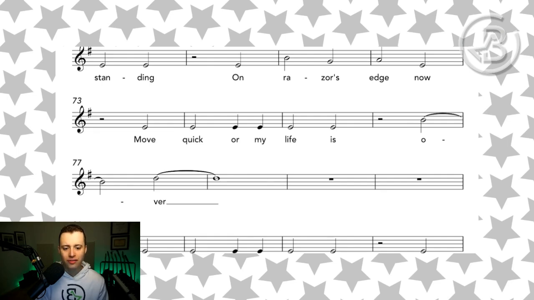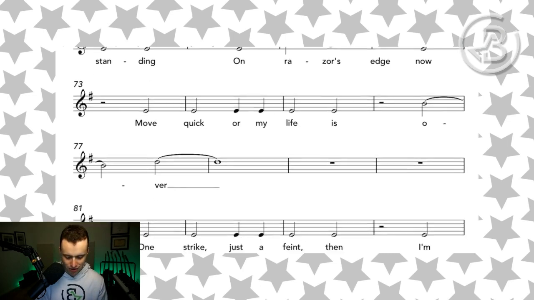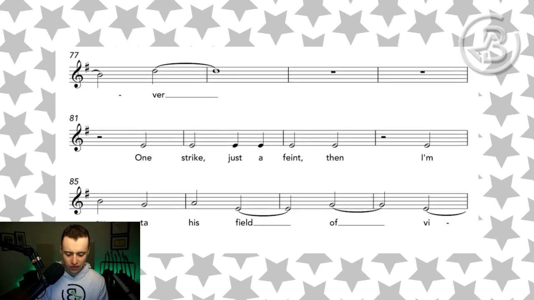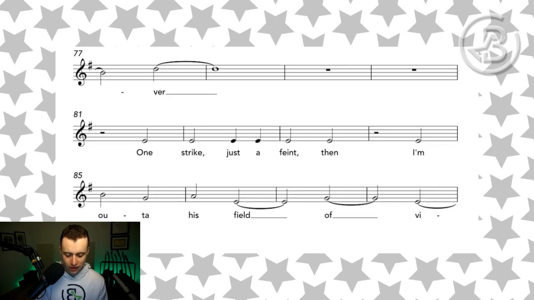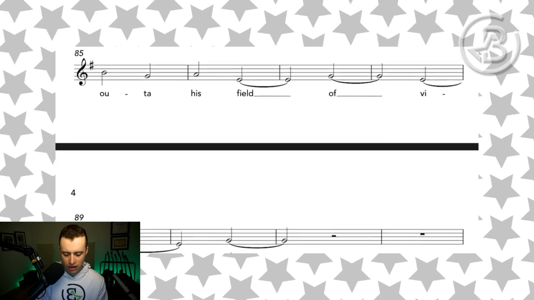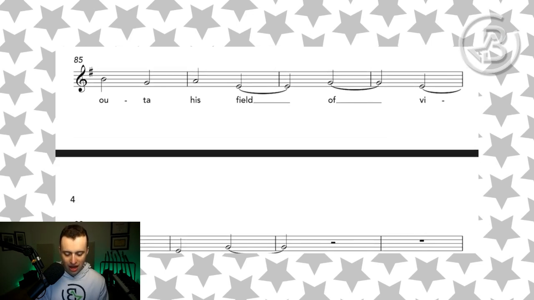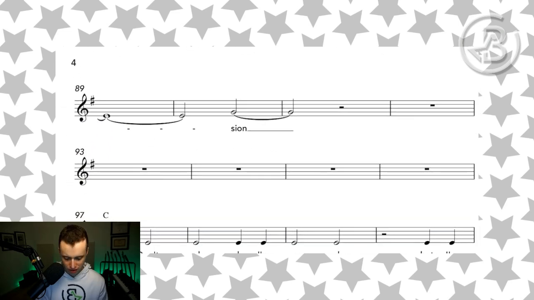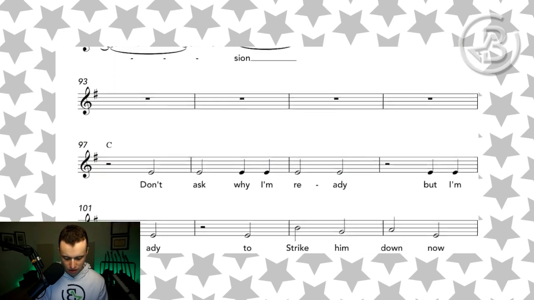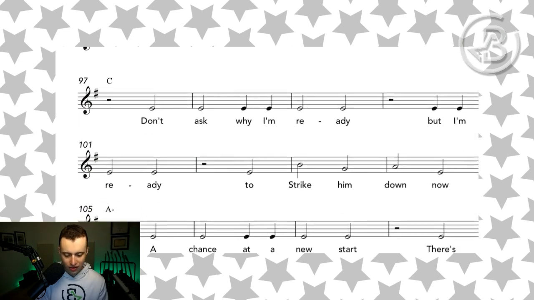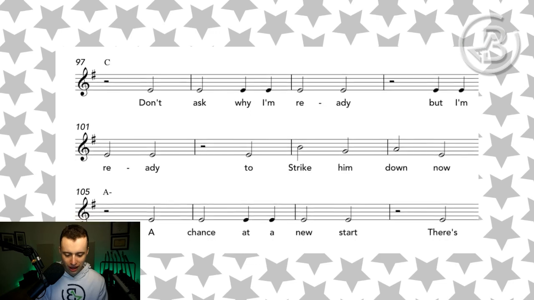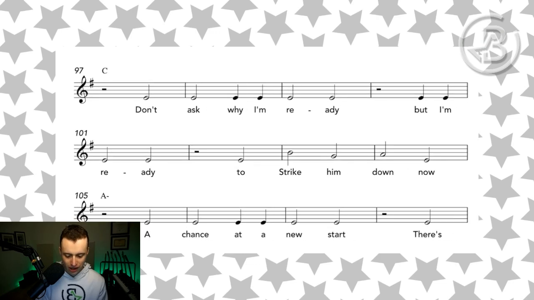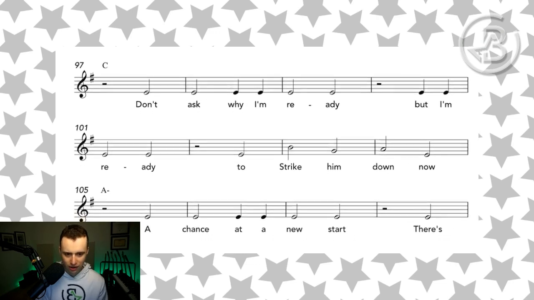Move quick or my life is over. There, the same exact notes as the next 8 measures. One strike just to faint, then I'm out of his field of vision. Same exact notes. And then we have the same exact notes again. Don't ask why I'm ready, but I'm ready to strike him down now.